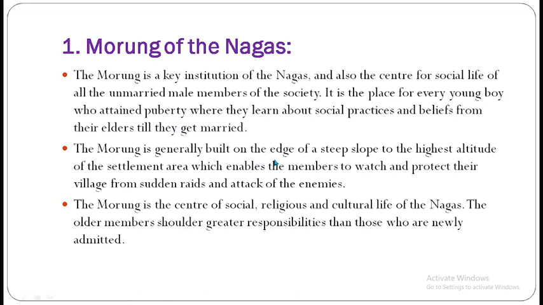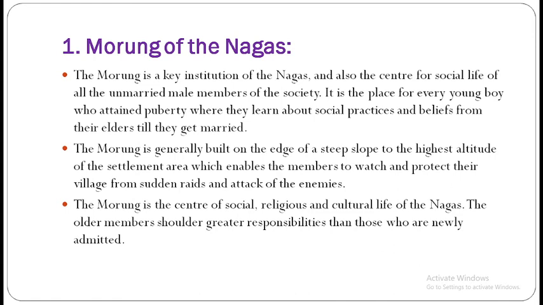The Murum is generally built on the edge of a steep slope, at the highest altitude of the settlement area, so that the members can watch and protect their village from sudden raids and attacks of the enemies. Normally the Murum is built on a raised platform or in a place which is slightly higher than the village, so that the members of the Murum can from time to time look upon the village, and they will be able to identify in case enemies are attacking the village.